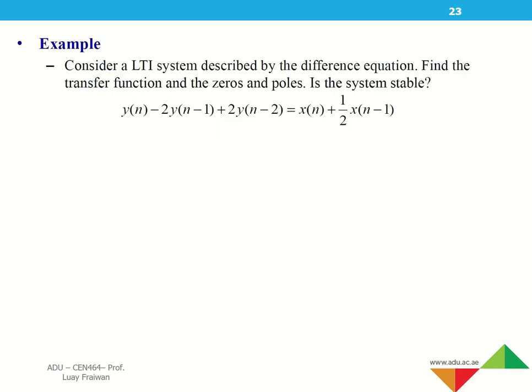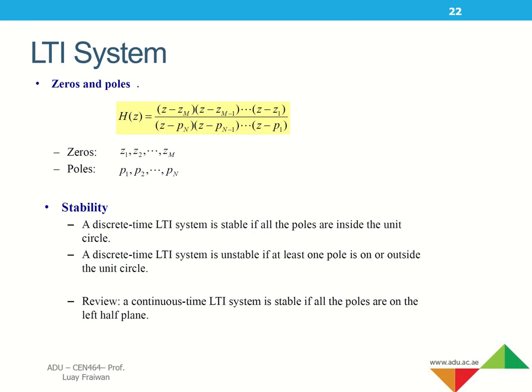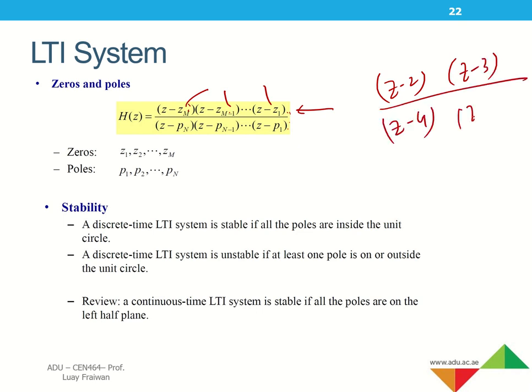The last thing of this lecture is zeros and poles. If we get a transfer function in this form, the numerator factors give the zeros of the system and the denominator factors give the poles. For example, if we get z minus 2, z minus 3 in the numerator, and z minus 4, z minus 1 in the denominator, then 2 and 3 are zeros, and 4 and 1 are poles of my system.